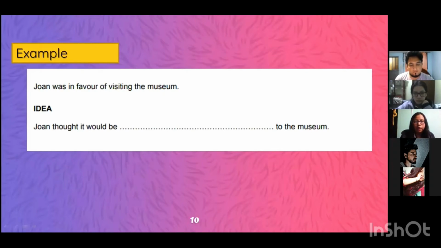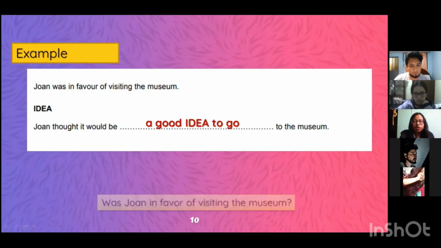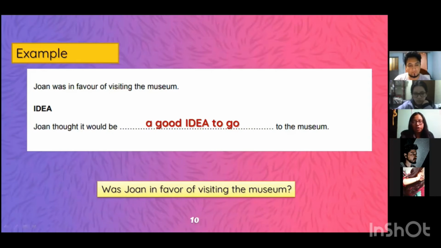As an example, we have the sentence that says John was in favor of visiting the museum. We know that to be in favor of an idea, we must think that it is something good. And so we can deduce that a good idea to go is the missing part, but we can also ask the question, what was John in favor of? Visiting the museum. So we can get the same answer.